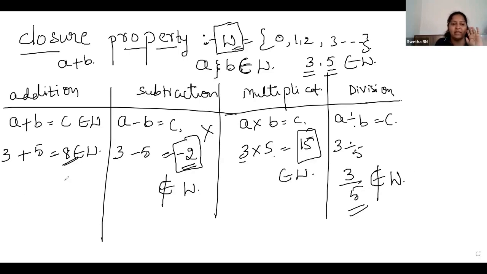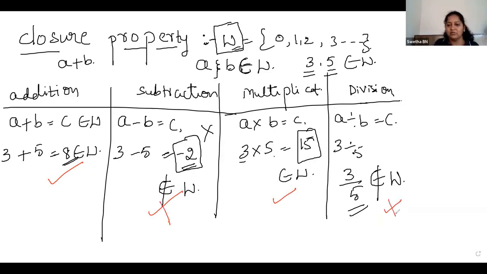Understood, children? Here we have done addition, subtraction, multiplication and division. But yavudralli namge seride serilla nodi. First one, yes, it belongs to W. It is not belonging to W. Here it belongs to W. Here it does not belong to W.